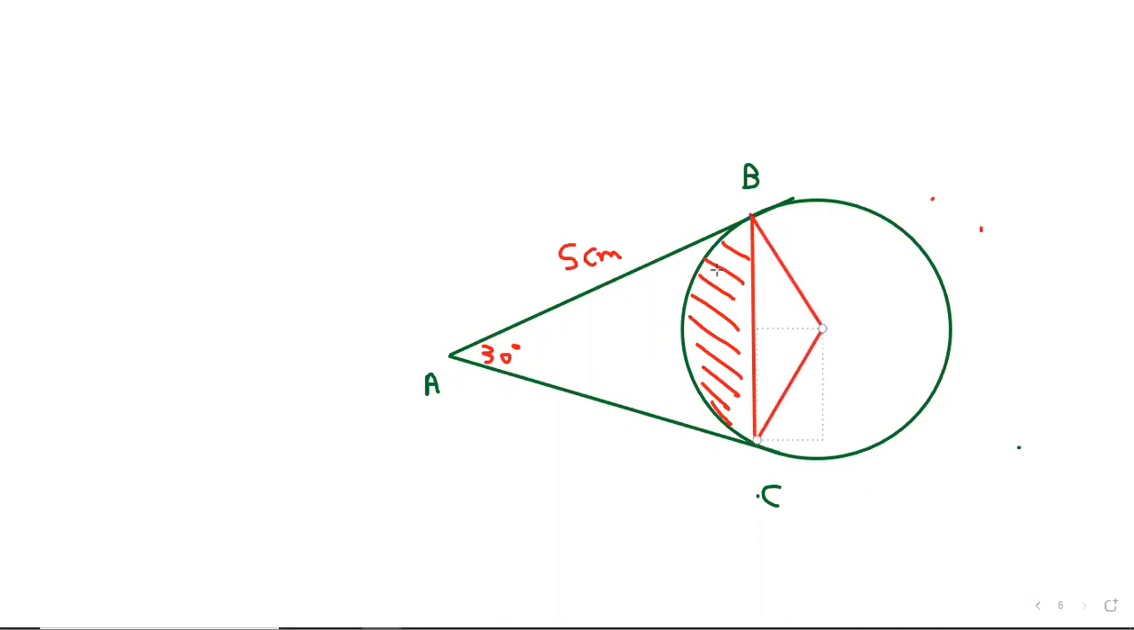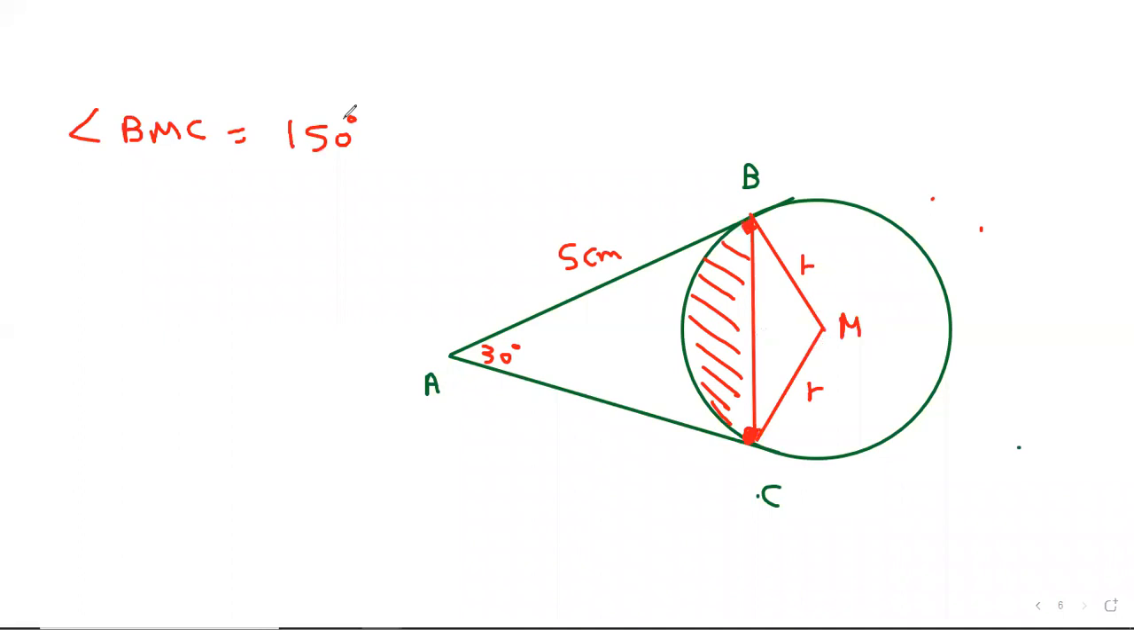So here we have a radius and a radius. And the radius is perpendicular to the tangent. So this angle is 90, and also this angle is 90. ABMC is a quadrilateral, so the sum of its interior angles equals 360. So the measure of angle BMC equals 150 degrees. Now we need to find the radius.